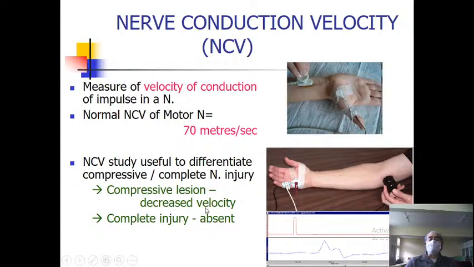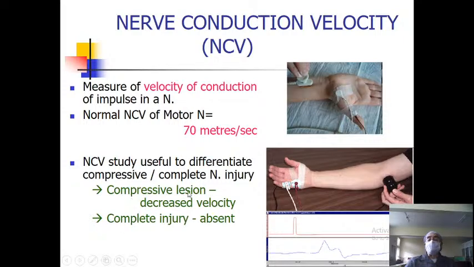A flat ECG indicates mortuary, no need for casualty. Like that, a flat nerve conduction graph indicates a complete injury. You need to take measures to repair the nerve, definitely.